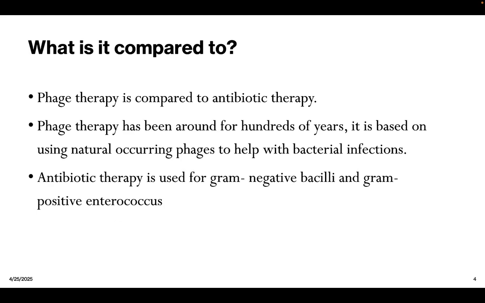What is it compared to? Phage therapy is compared to antibiotic therapy. Phage therapy has been around for hundreds of years. It's based on using naturally occurring phages to help with bacterial infections. Antibiotic therapy is used for gram-negative bacilli and gram-positive enterococcus. So with antibiotic therapy, you get put on antibiotics for certain things, for example, ear infections or things like that. So this therapy is used for infections that don't work with the antibiotics.